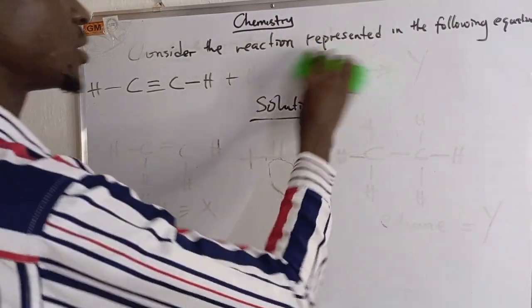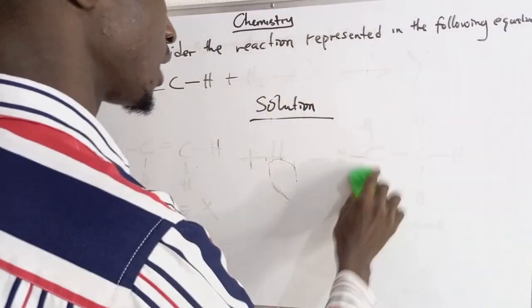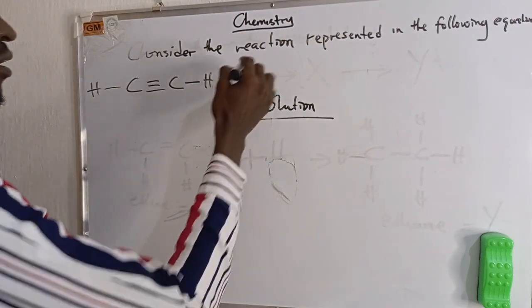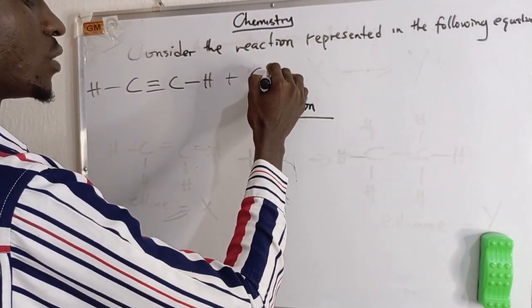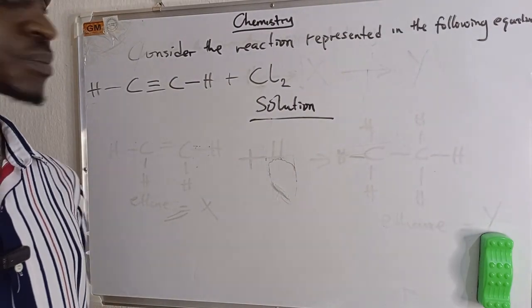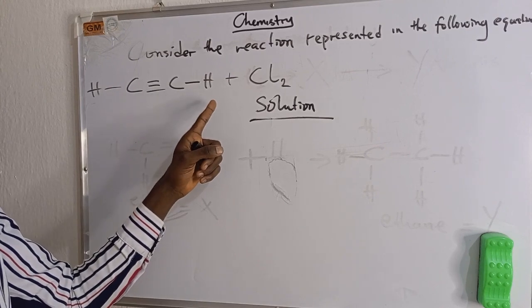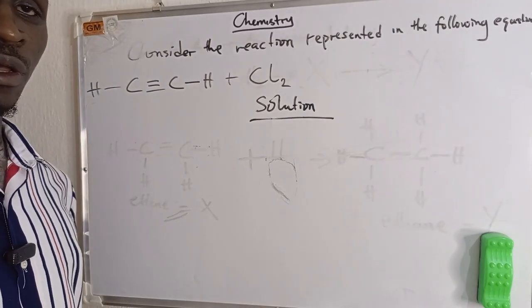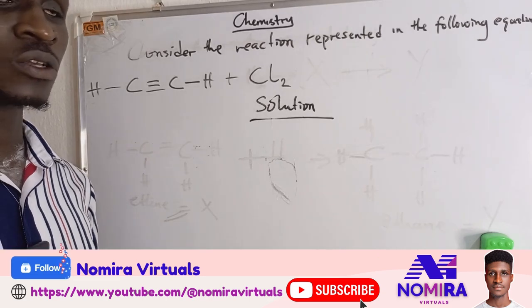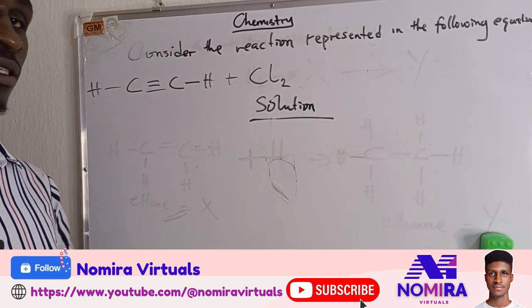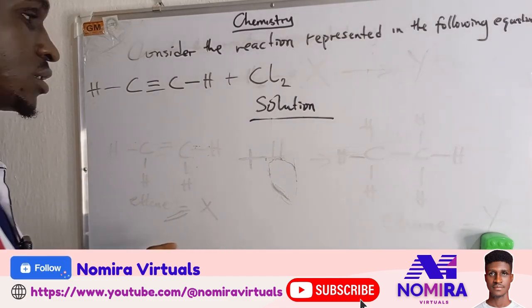Now, assuming that what we are having is addition of, let's say, chlorine. Chlorine is a halogen. This will happen under the presence of a metallic halide, which will speed up the rate of the reaction. This metallic halide is serving as a catalyst here.